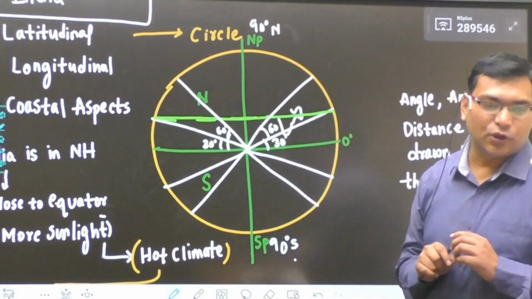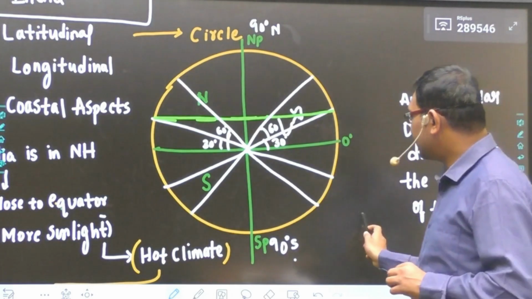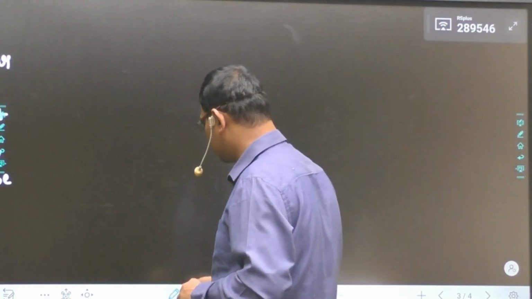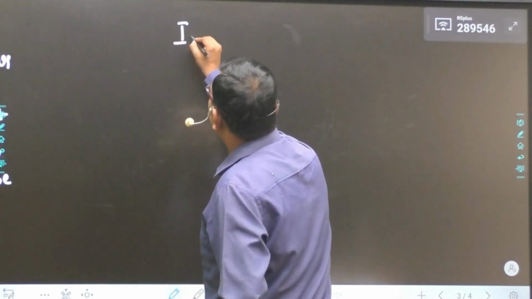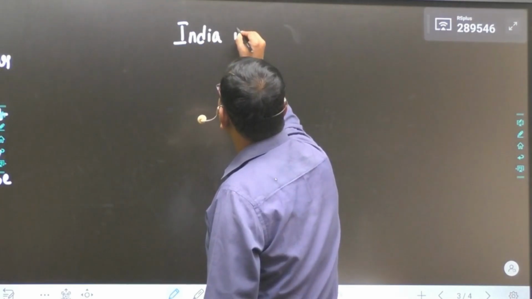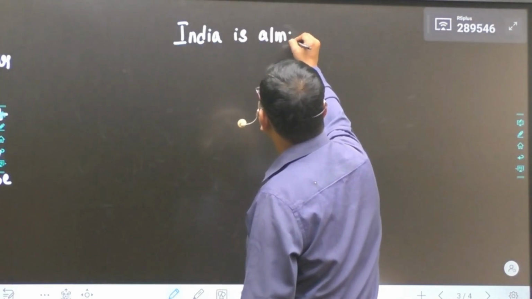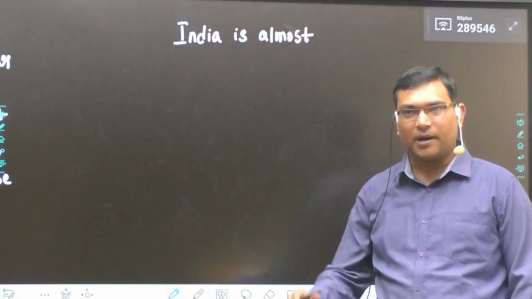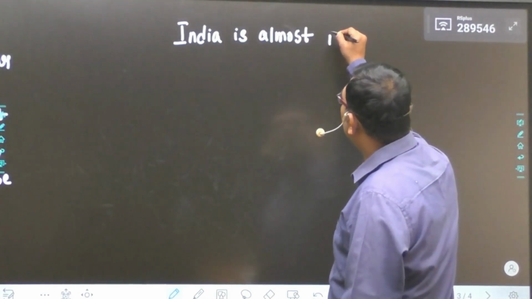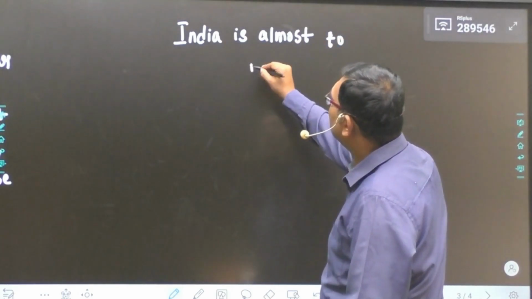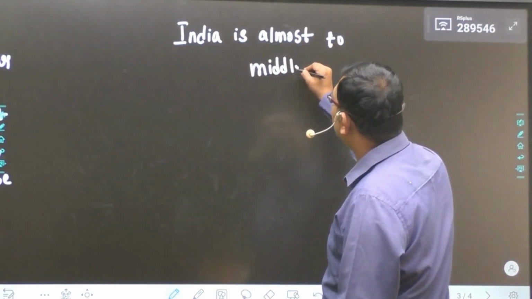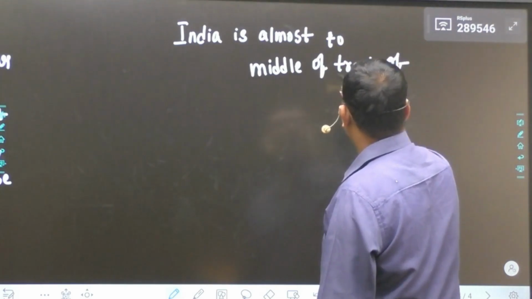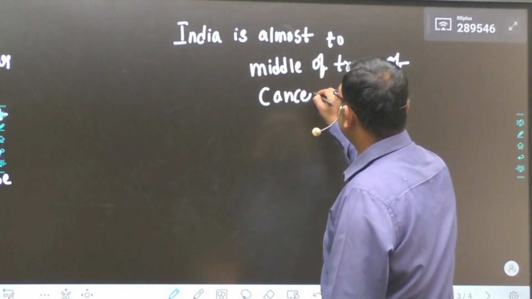Right? Okay. So now, can I say that India, if you look at here, is almost in the middle, with the Tropic of Cancer passing through it, almost to the middle of the Tropic of Cancer. Am I right here? Clear? This is the middle of the Tropic of Cancer.